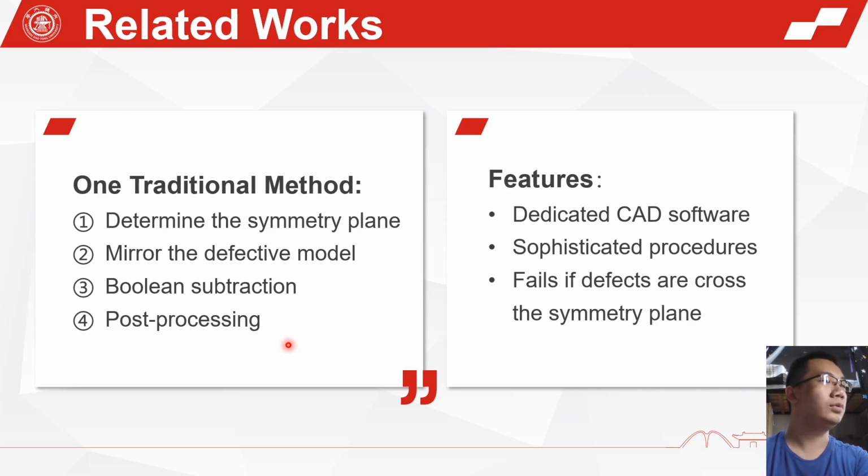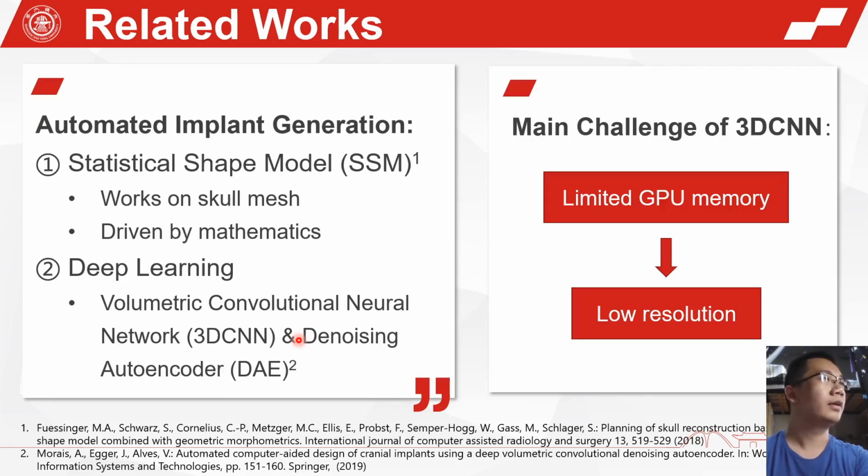However, in order to get satisfying results, dedicated CAD software and sophisticated procedures are commonly seen in papers using methods like these. Most importantly, this method cannot generate the complete implant if there are defects across the symmetry plane. Nowadays, there are some methods that can generate the implant from a defective cranial model automatically, such as the statistical shape model and deep learning.